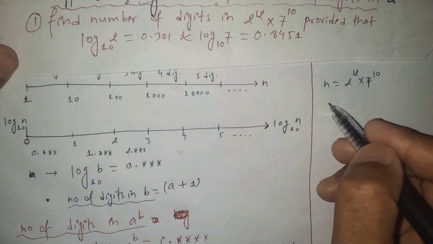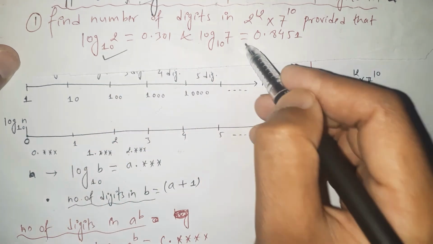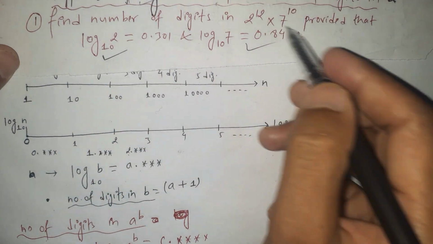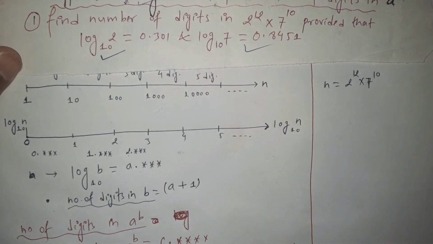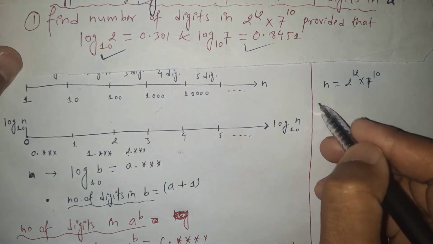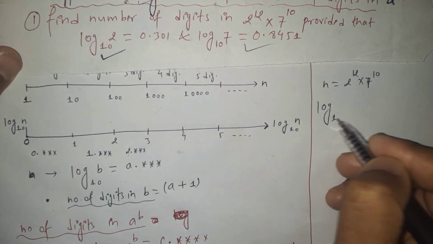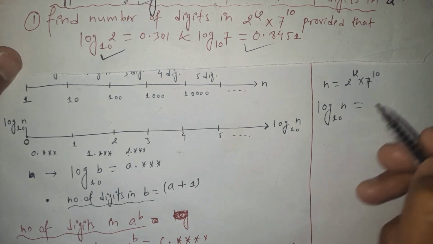Let's take the given logarithmic values that we can use here. We cannot use the calculator to calculate the value here. Taking the log with base 10 of the number n, let's take the log with base 10 on both sides.